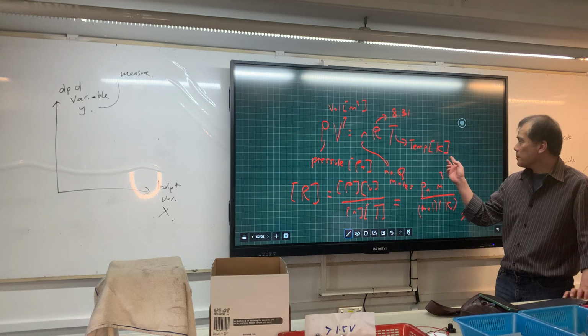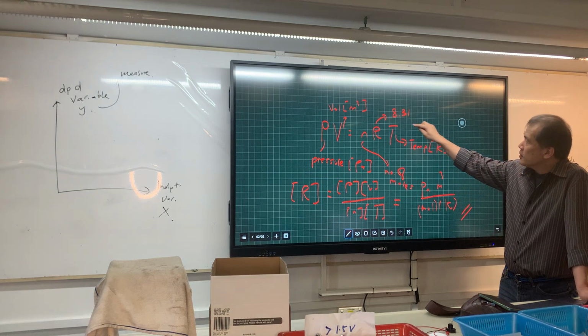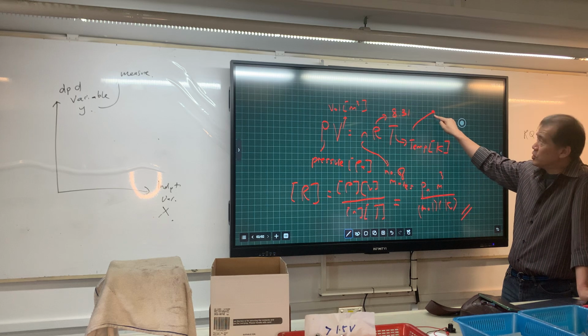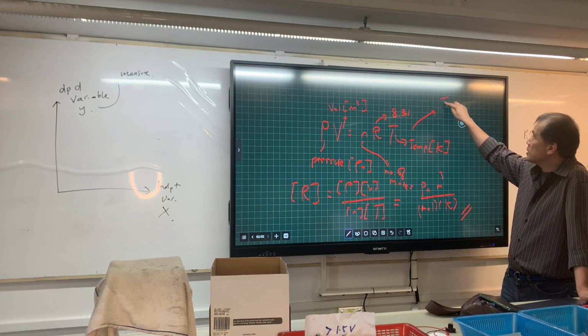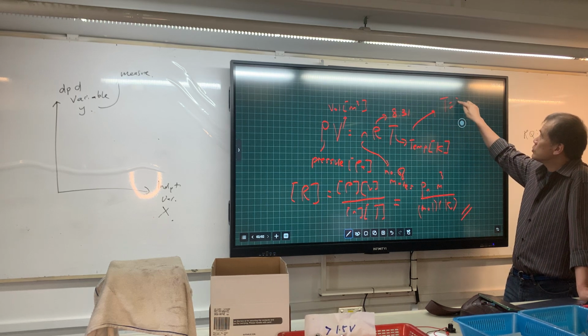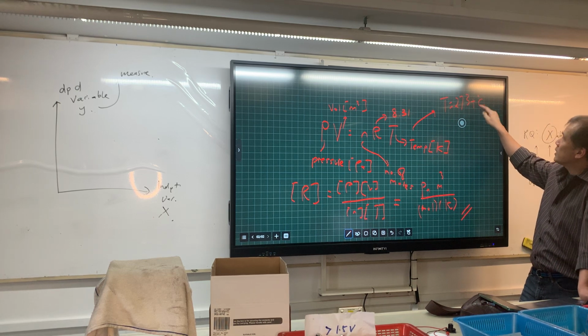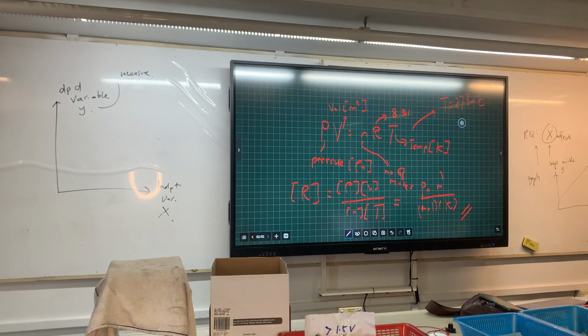But let me just say something about this temperature in Kelvin. Temperature in Kelvin is not like degree Celsius. There is a conversion equation, and the conversion equation is this. Temperature in Kelvin is equal to 273 plus whatever you desire to convert in degree Celsius. So it is 273 plus degree Celsius.